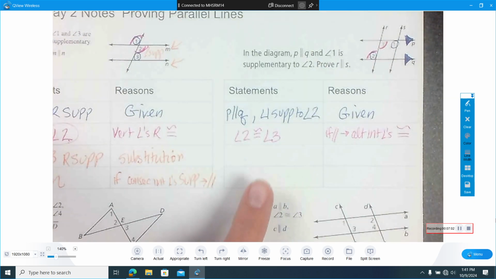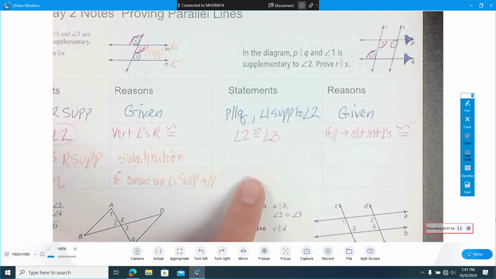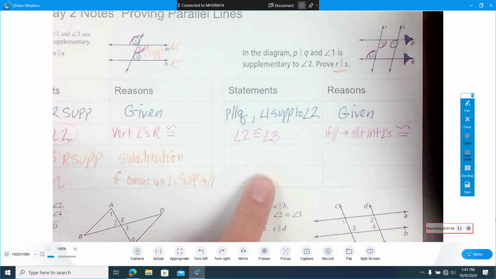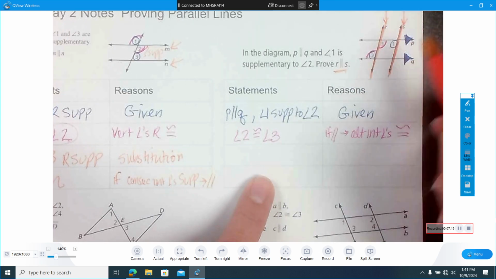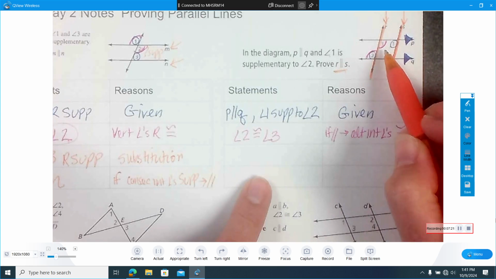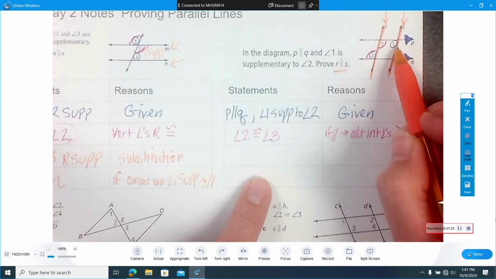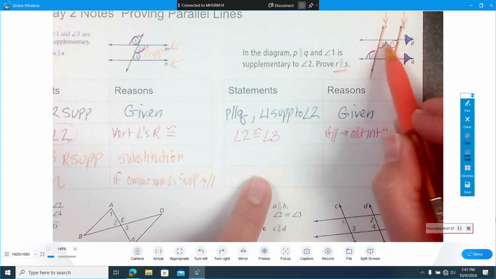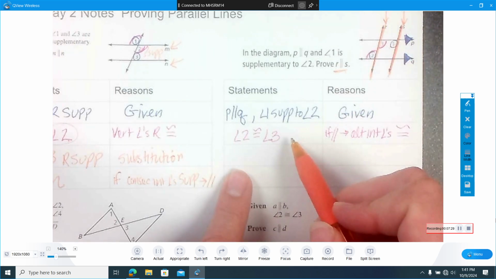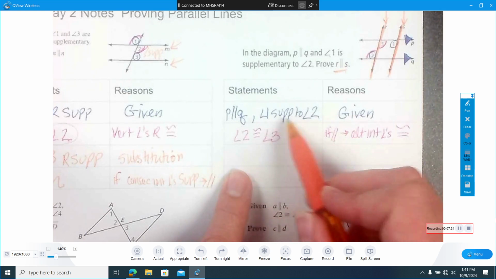All right, let's see. I am trying to show that line R and line S are parallel. So I want these orange lines to be parallel. What could we do with 1 and 3? What would they have to be? Supplementary. We want 1 and 3 to be supplementary. Can we do that? 1 is supplementary to 2.